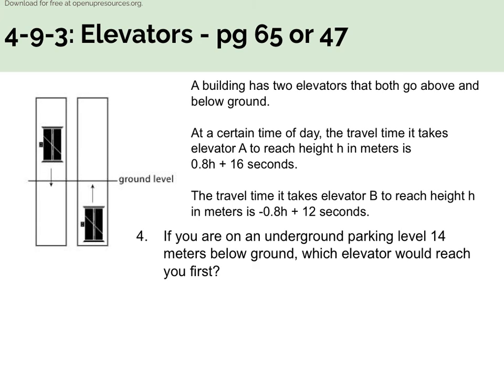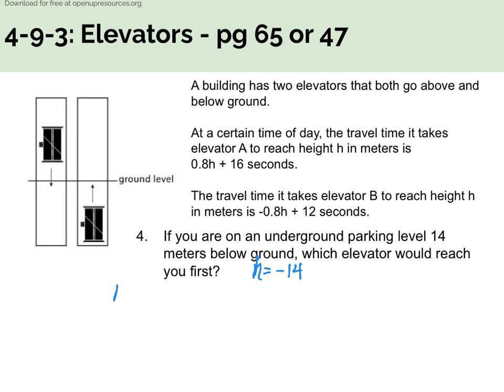All right, number 4. Number 4 says if you are underground parking at level 14 meters below ground, which elevator would reach you first? Okay, so remember, it is below ground. So if it's below ground, we're looking at it, and so that H is going to be negative 14. So go ahead and figure out elevator A, and then go ahead and figure out elevator B. So pause and then come back to me.